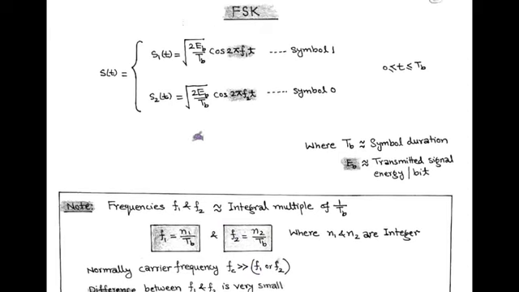So accordingly, the FSK wave is represented by two sinusoidal signals S1(t) and S2(t), where S1(t) equals root of 2Eb upon Tb cos 2 pi f1t, that is for symbol 1, and S2(t) equals root of 2Eb upon Tb cos 2 pi f2t, that is for symbol 0. These signals S1 and S2 are time limited between 0 to Tb, that is the bit duration or symbol duration, where Eb is called the transmitted signal energy per bit.